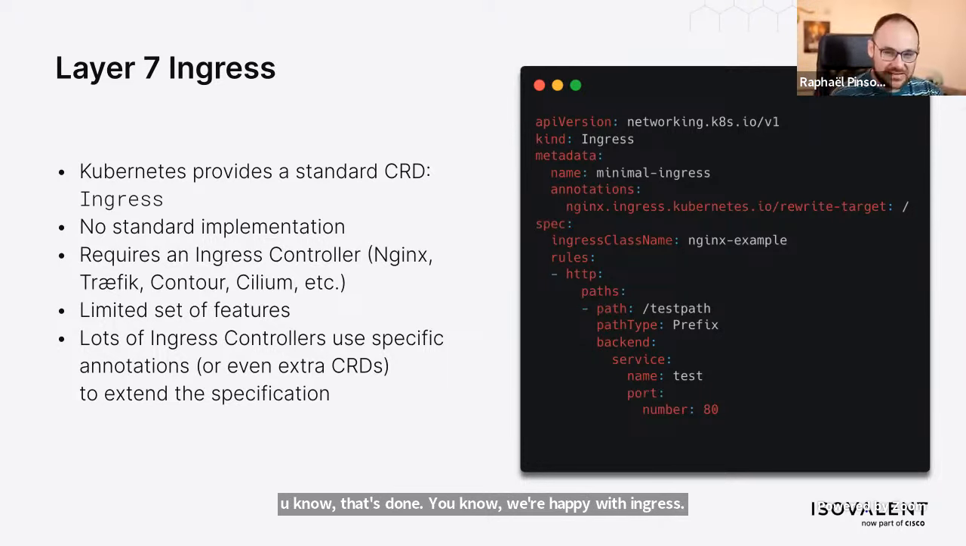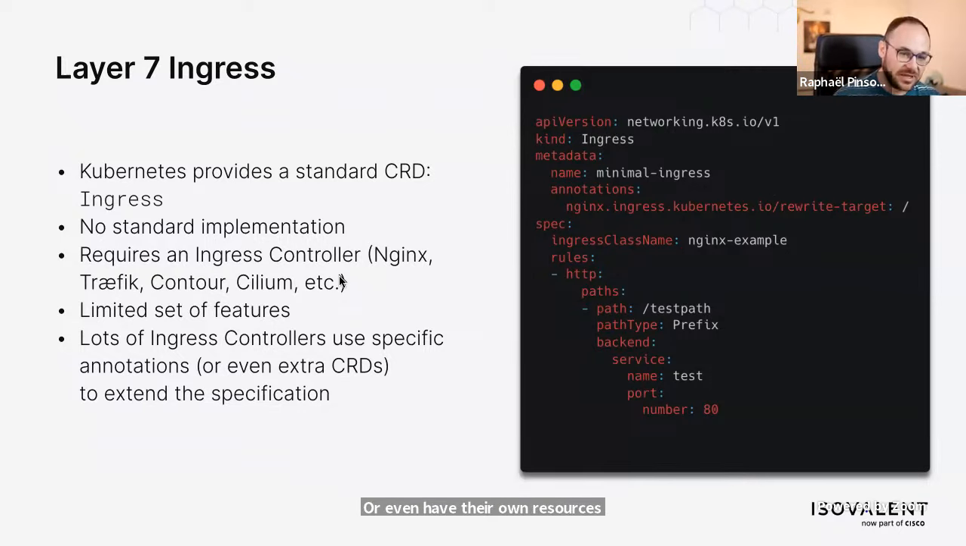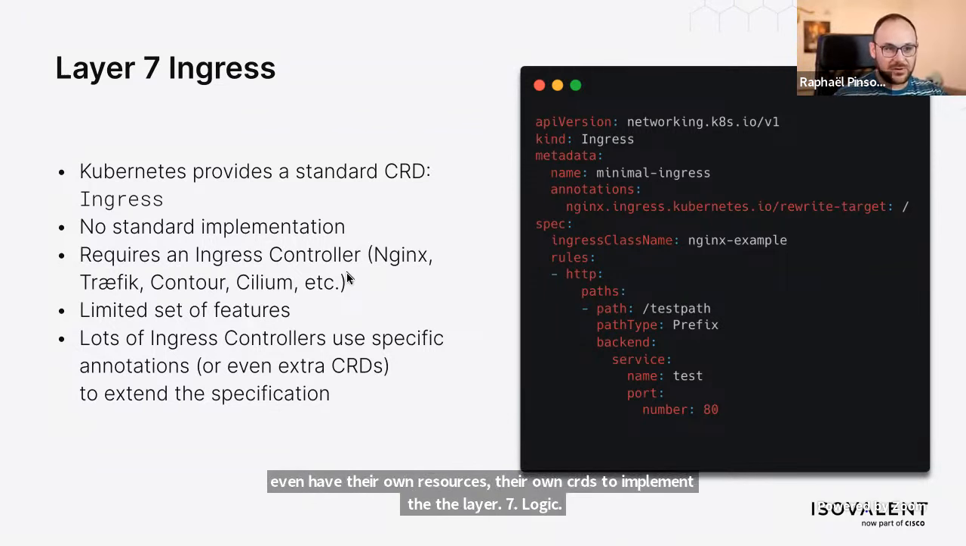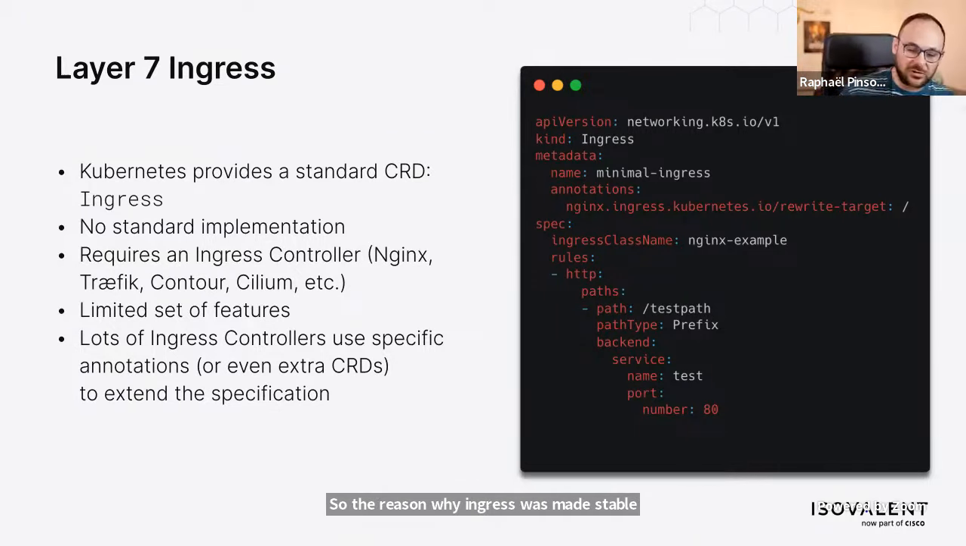What happened is that there was no way to agree on how to implement the features using the specifications. And it got to the point where lots of Ingress controllers use private annotations, like here for Nginx, or even have their own resources, their own CRDs to implement the layer 7 logic. So the reason why Ingress was made stable is to say, okay, we can't agree on this. Let's make it stable and move to something else and learn from the mistakes we've made or the disagreements we've had with the Ingress resource type.